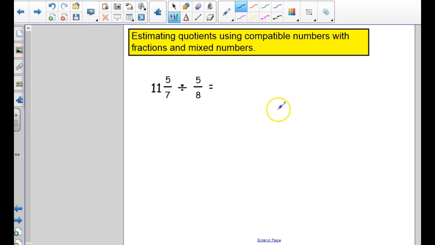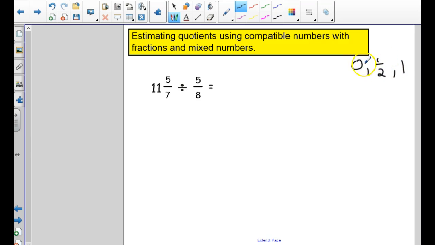So we have another division problem here, and that's 11 and 5/7 divided by 5/8. Again, like I said, let's look at the divisor first and estimate that number first. So with 5/8, you want to think of the benchmark fractions. Being that 5/8 is a fraction less than 1, obviously, we're going to think of the benchmark numbers. When we think of the number line and all the numbers that are less than 1 but greater than 0, those are the fractions, and the benchmarks to estimate these fractions are 0, 1/2, and 1.